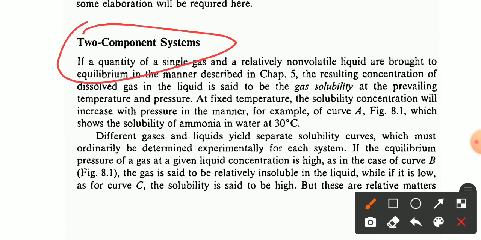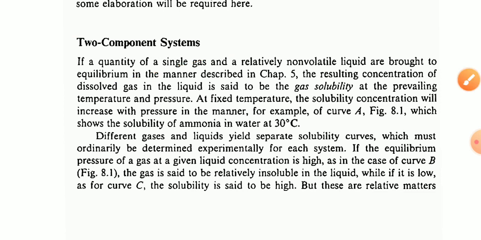Sorry, if a quantity of a single gas and a relatively non-volatile liquid are brought to equilibrium in the manner described for unit number 5, already discussed, the resulting concentration of the dissolving gas in the liquid is said to be the gas solubility at the prevailing temperature and pressure. At a fixed temperature also, the solubility concentration will increase with the pressure.